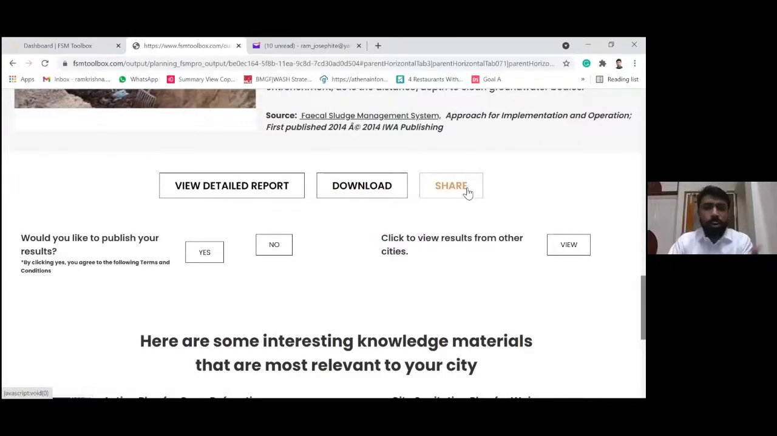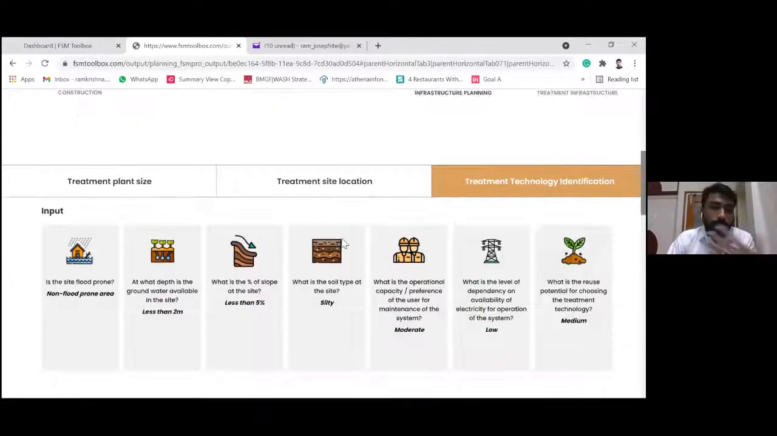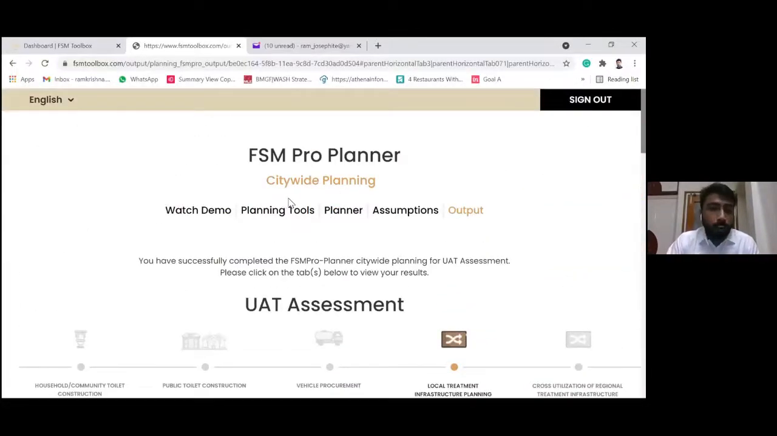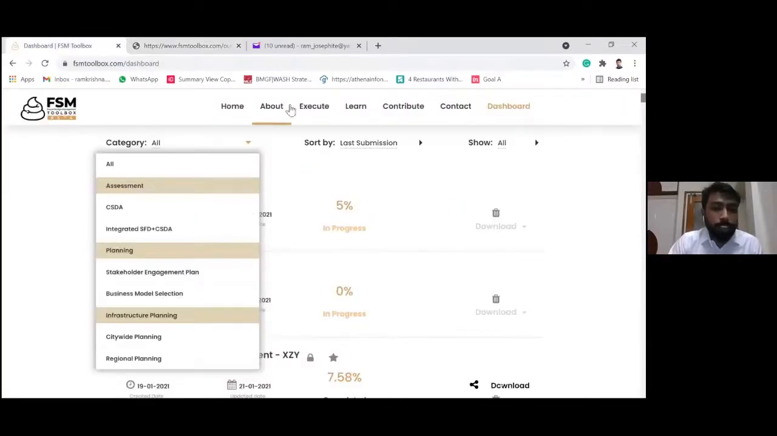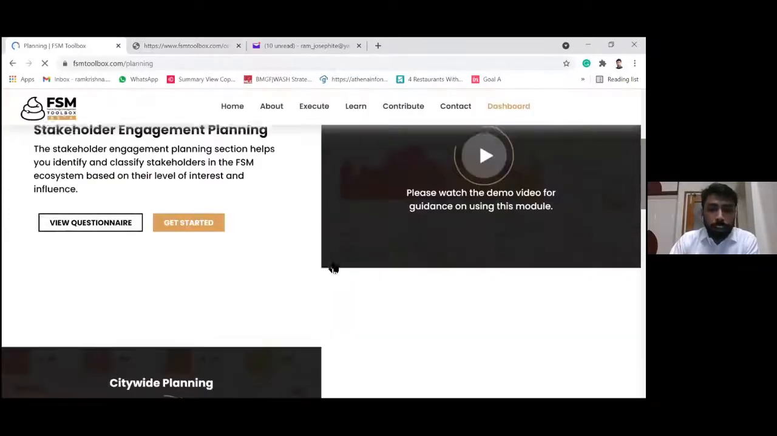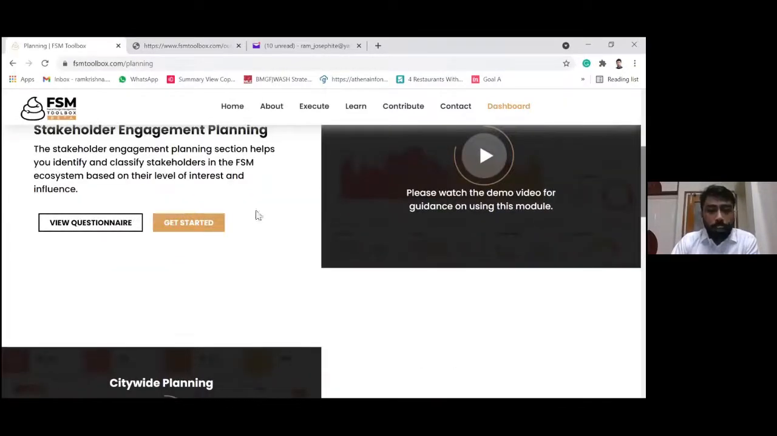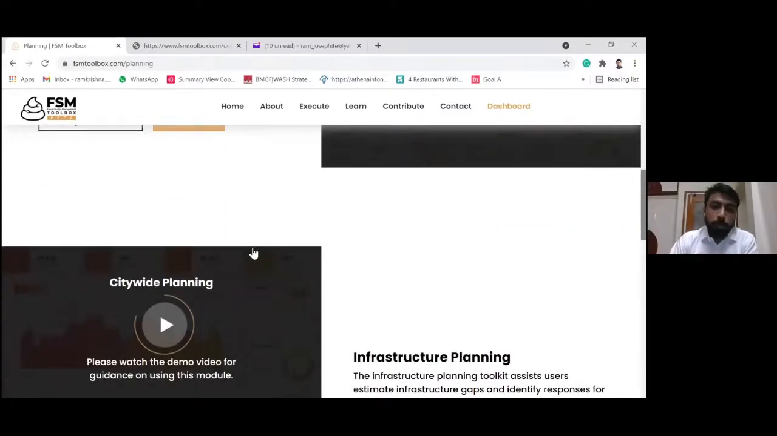You can share it within your organization or with anybody's email. So this is just to give you a glimpse of what the Citywide Planning tool can offer you. Whatever I just walked you through is also available in a video format in the video over here. Similarly, it's also done for the other modules and tools on the platform. So please feel free to explore it, walk through it, navigate it, use it.